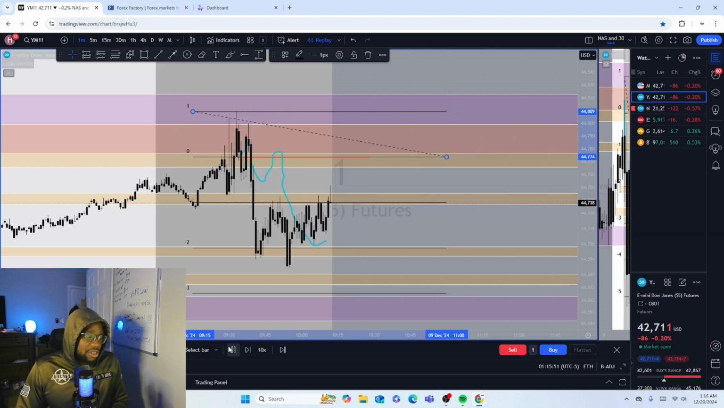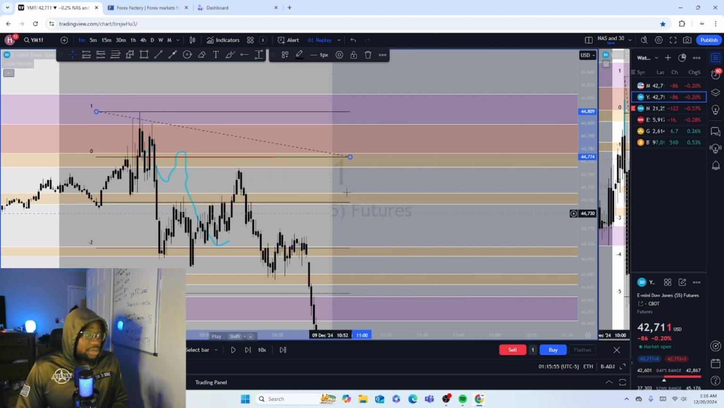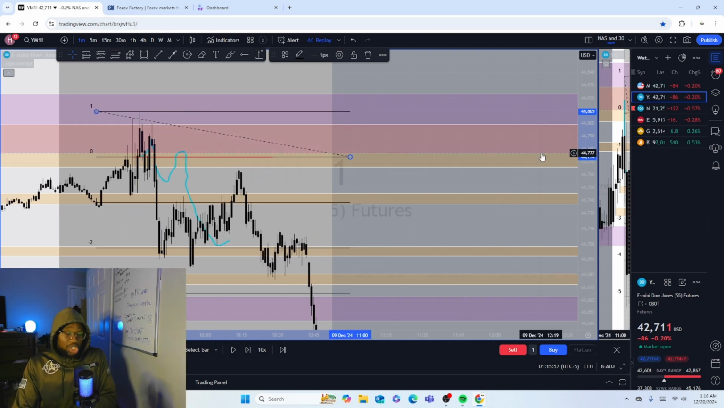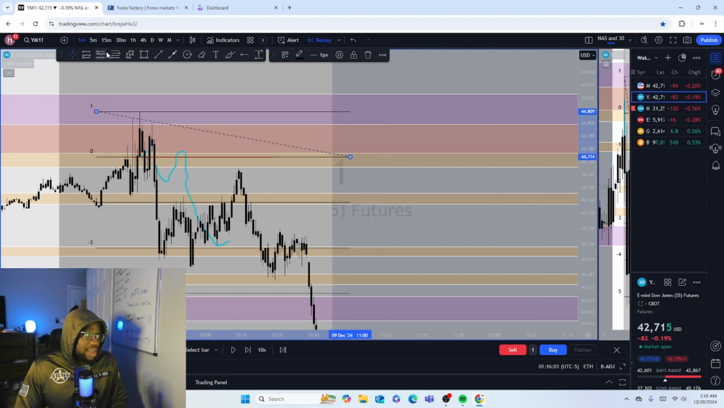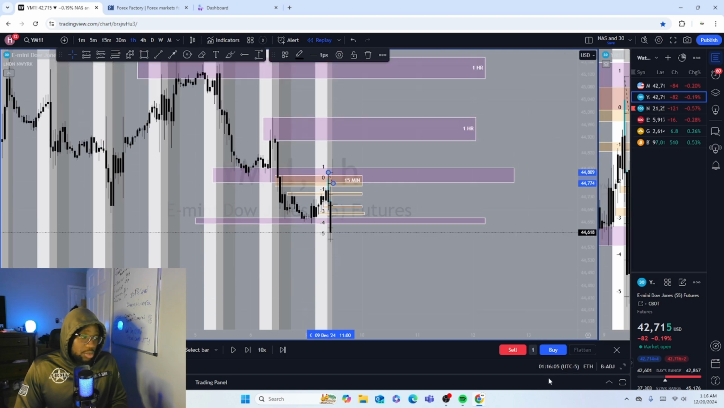It doesn't look like it goes too much further. Okay, TP3 would have hit. It would have taken a very long time, but TP3 would have hit. I wouldn't have waited for that, but as I said, it is what it is.